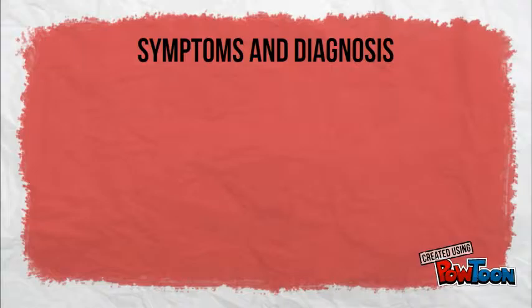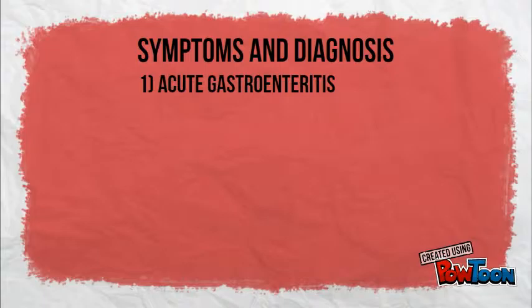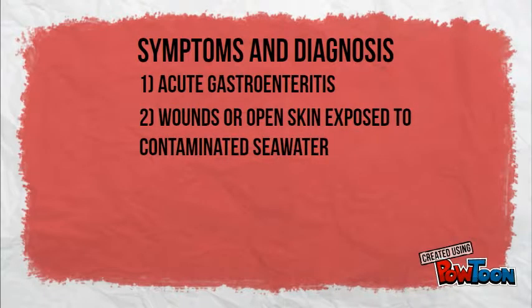Vibrio vulnificus may cause 3 different types of infection. The first type of infection is acute gastroenteritis acquired from consuming raw or undercooked shellfish, especially oysters. Symptoms are vomiting, diarrhea, and abdominal pain. The second type of infection is wounds or open skin exposed to contaminated seawater. The symptom is blistering skin lesions.